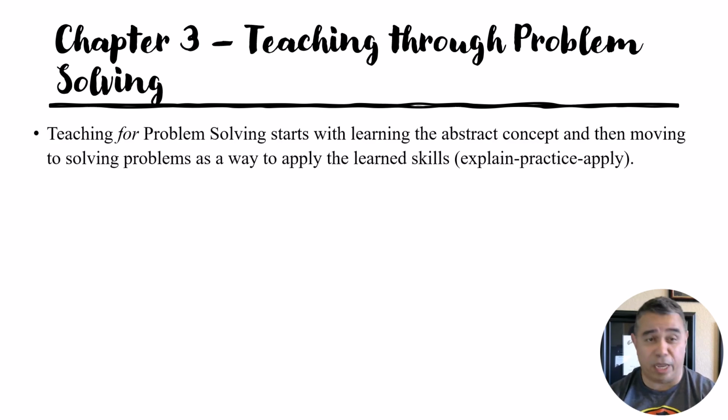There are two different ways that you can look at it. Teaching for problem solving starts with learning the abstract concept and then moving to solving problems as a way to apply the learned skills. So a lot of times you'll explain the concept, why it's important, you'll practice it, and then the problem solving comes with those questions after that. It's not a bad approach. Again, most times we have to learn the basics. If I'm learning how to use a specific tool for woodworking, and I've done some woodworking myself, I need to learn how to use that tool first, why it's important, practice using it, and then I can apply it to the problem. So again, this is a traditional method of learning, and it's not a bad way.